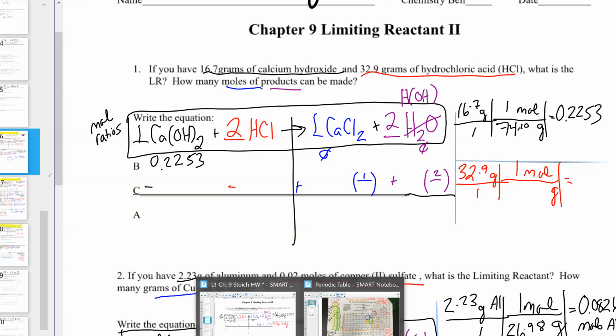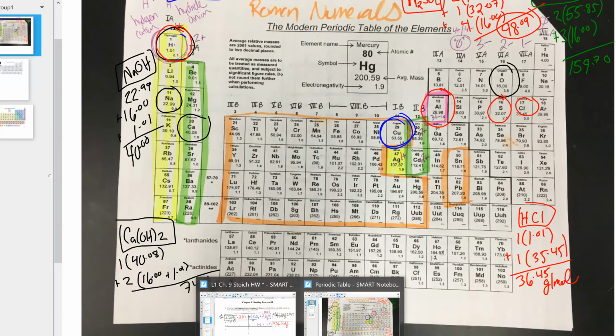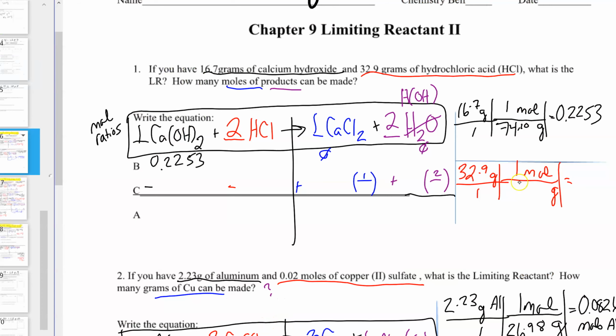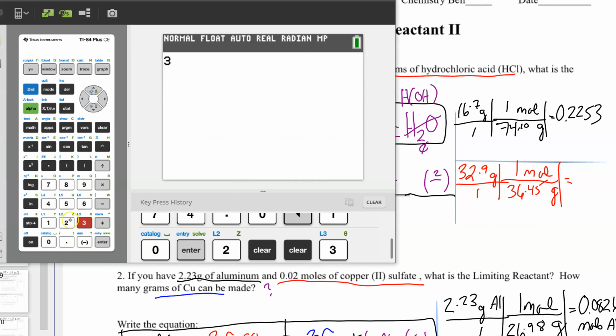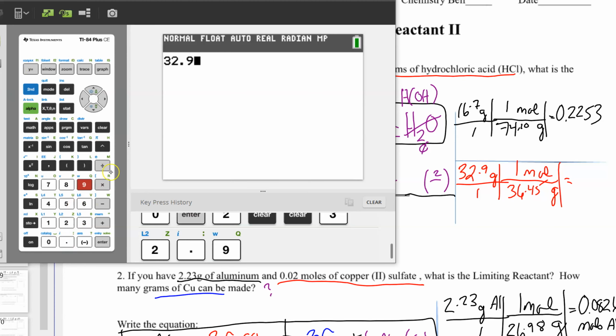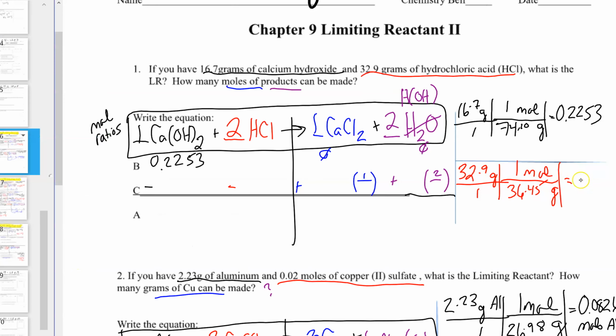So go back to your periodic table. HCl, hydrogen plus chlorine, 36.45 grams per mole. So we're going to do 32.9 grams of HCl, divided by the molar mass, which is 36.45. And that's going to be 0.9026, and that's how many moles of HCl we have.